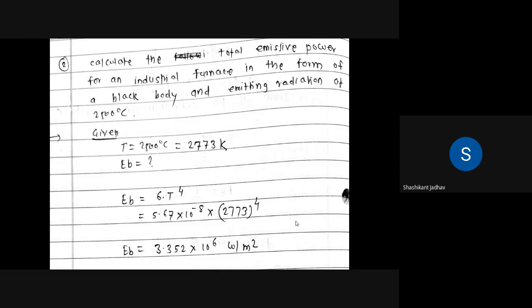Okay, so this is the second simple problem on the Stefan-Boltzmann law, that is EB is equal to sigma into T raised to 4. Okay, so all of you have written. Shall I proceed? Anyone reply in the chat box?